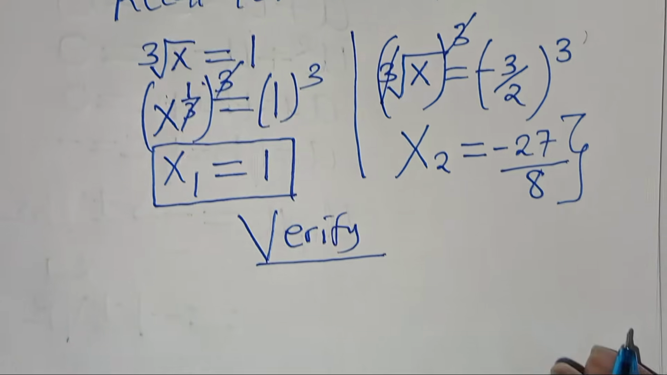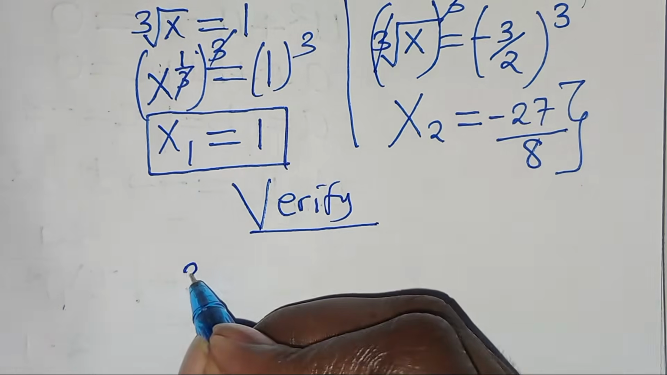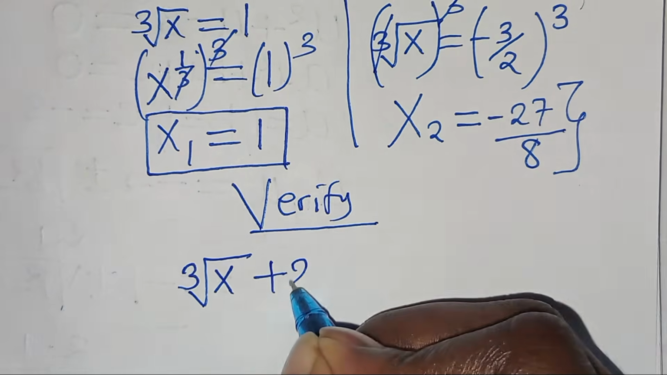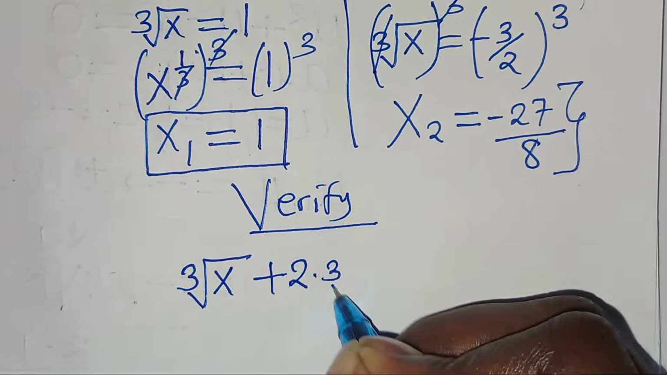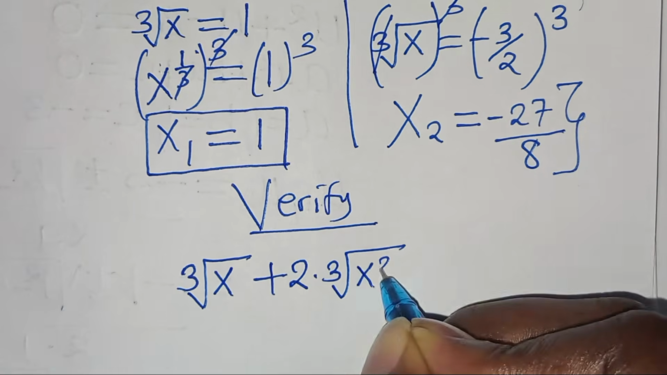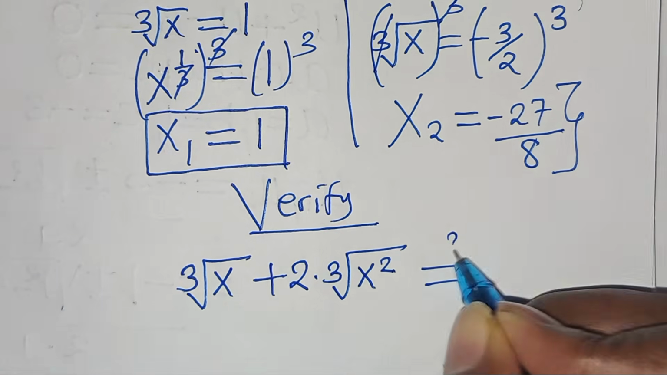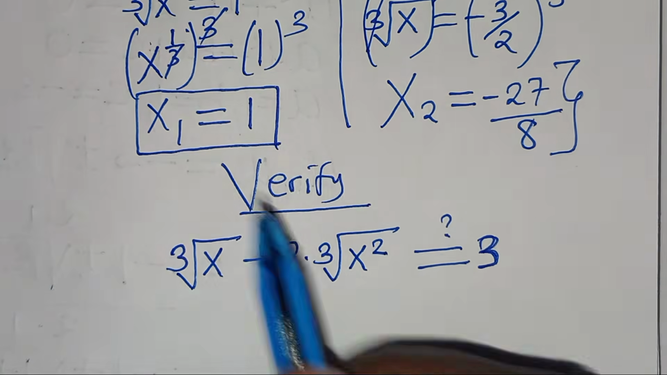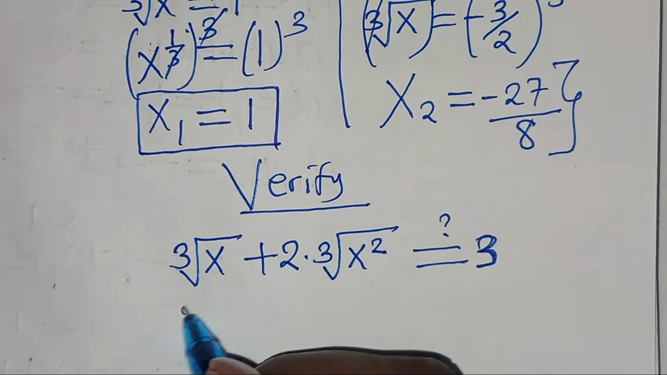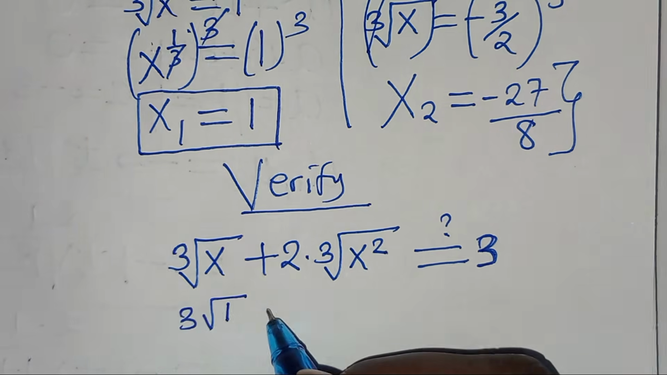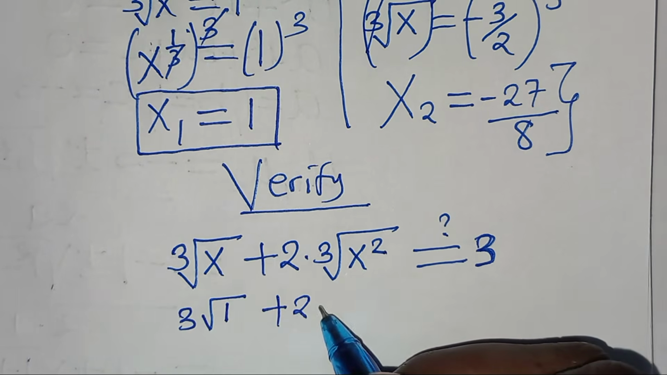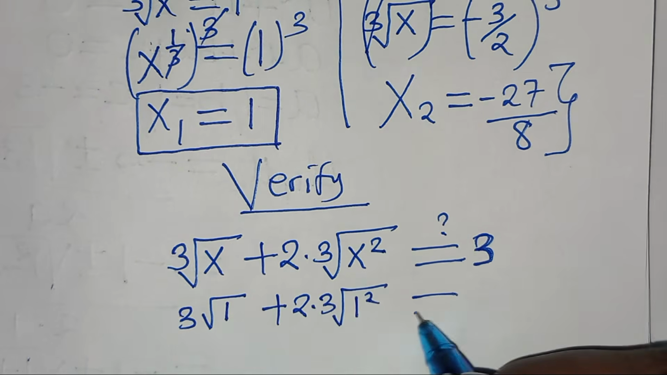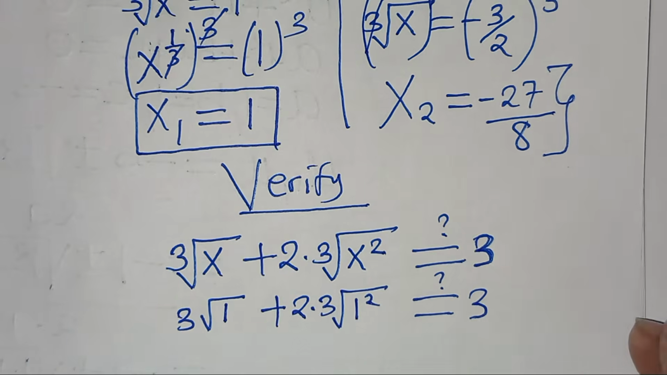Now, we have that the cube root of x plus 2 multiplying by the cube root of x to the power of 2 should give us a value of 3. So let's start with x1, which is 1. So we have the cube root of 1 plus 2 multiplying by the cube root of 1 to the power of 2. This should give us a value of 3.